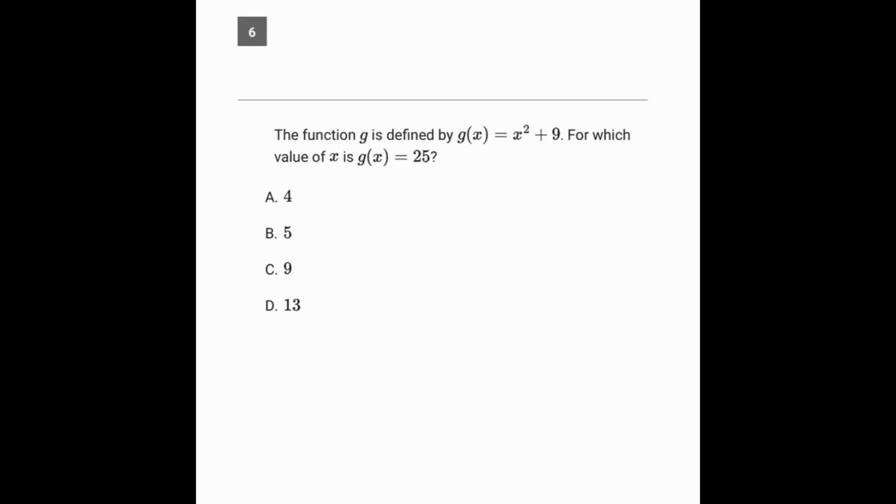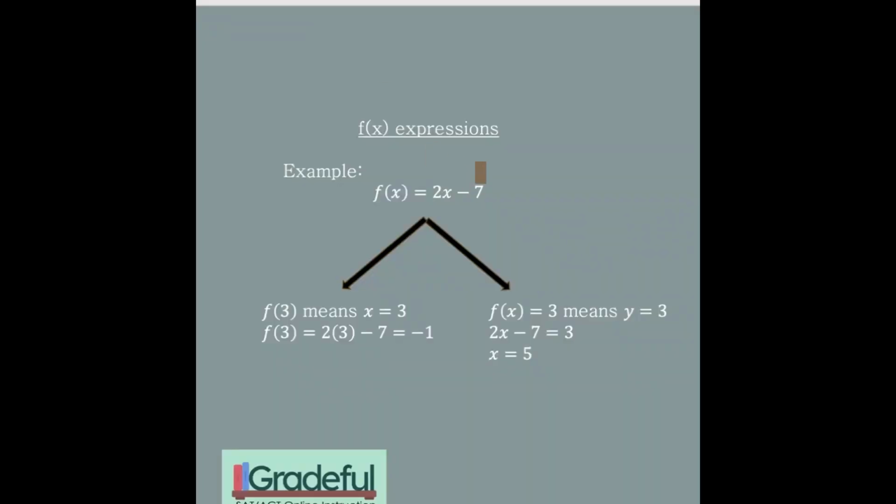Now going over to question number 6, this is another question about f of x expressions, where if you have a fundamental f of x, g of x, h of x type of expression, in there you can either be asked to plug into the x. So if something looks like this, it means you have to plug the x value in. So in this example, we would replace all of our x's with 3s. On the other hand, you can get something that looks like this, and that's saying that you're using the y value. So in this example, you'd set the y value equal to 3, which means to set the whole thing equal to 3, and then solve.